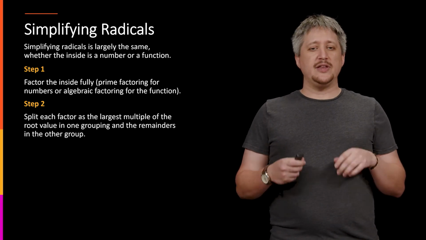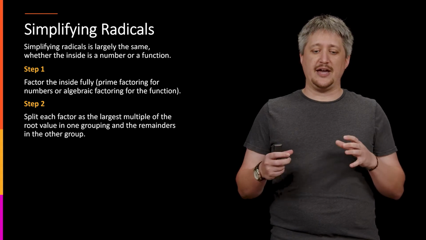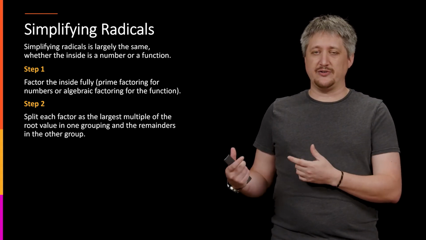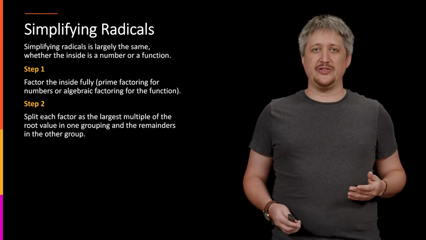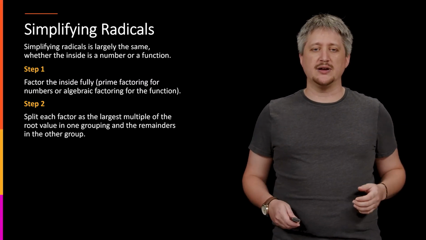Once you've done that, now you can split each factor as that largest multiple of the root and have that as one group, and then whatever the remainder is on the other one, right? You're basically pulling out the equivalent of perfect squares or perfect cubes or whatever. That's really what we're doing here.